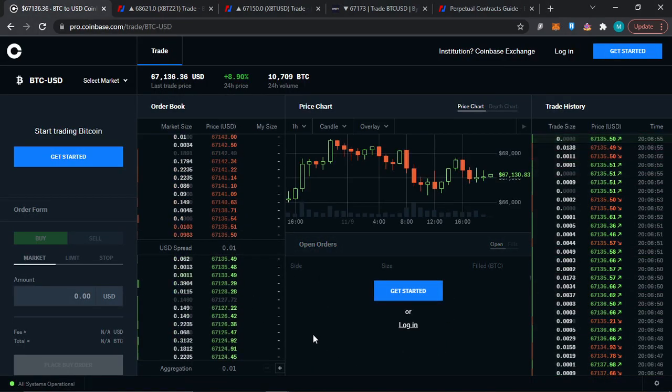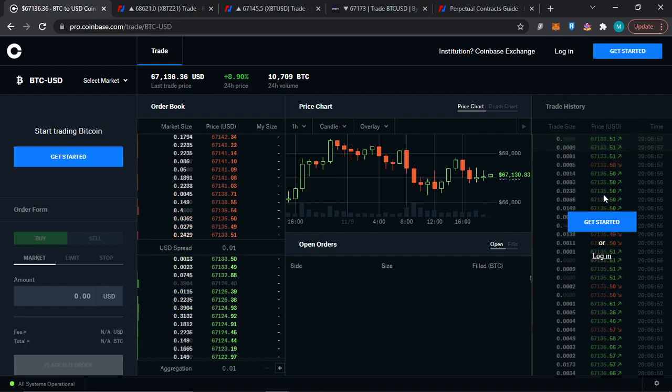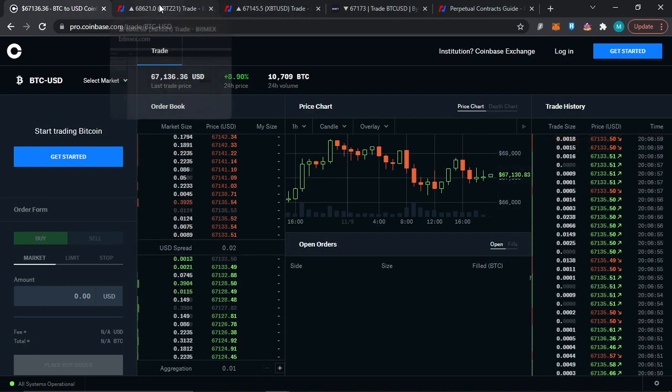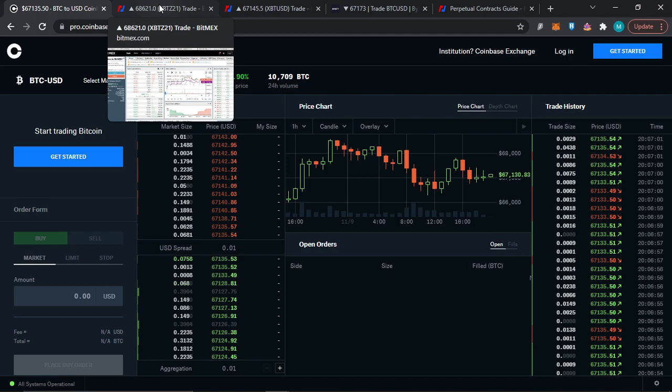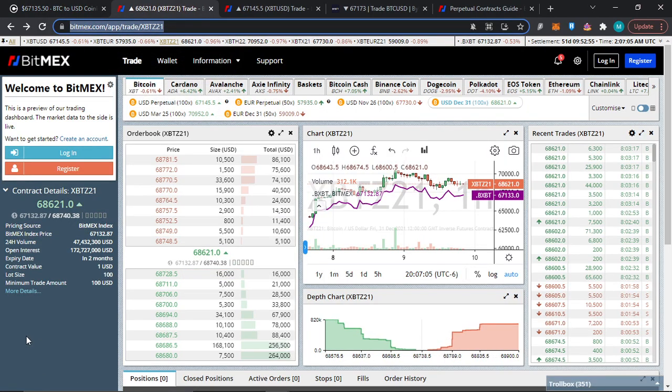Coinbase Pro, obviously, is an example of a spot exchange. Like I said, we're going to skip over those spot exchanges and go directly to derivatives. So this is BitMEX, their exchange, and they were pretty much one of the pioneers of crypto derivatives. Here we have a futures contract.